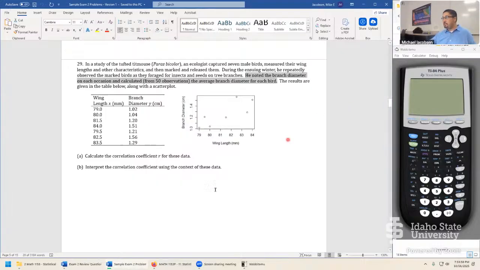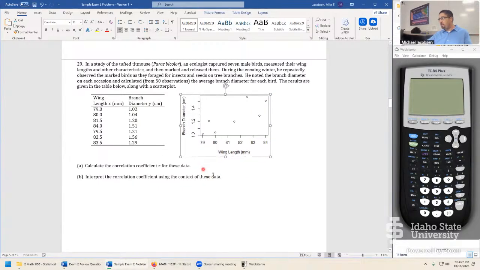7 birds were captured, then they were observed. He looked at 50 observations on what branches they perched on, then averaged the diameter after doing all that work. So I'm imagining he's going out into the field and taking measurements. And these are the results. So this is like a magnum opus of doing a huge study. So we have different wing lengths, different branch diameters. We put this on a scatter plot.